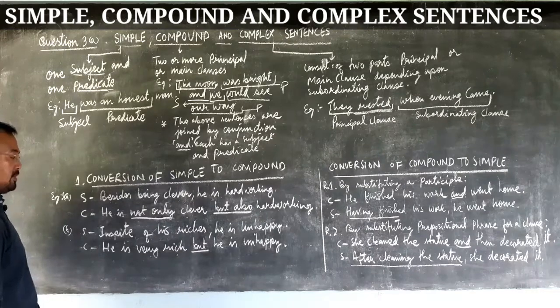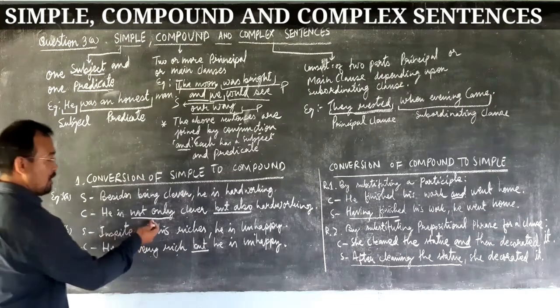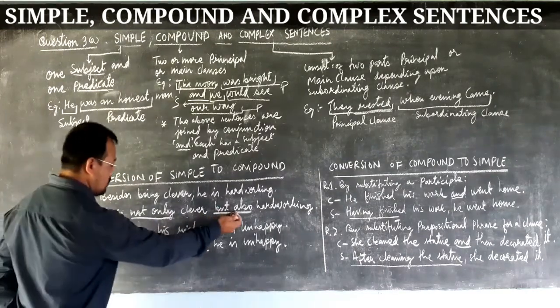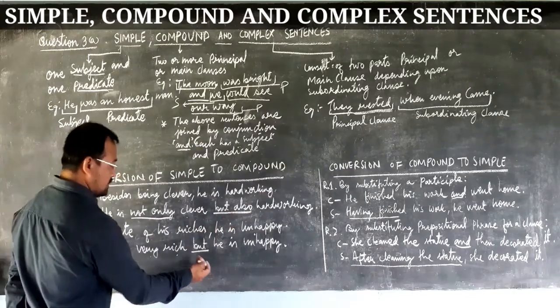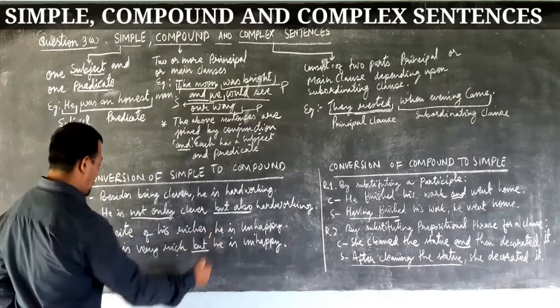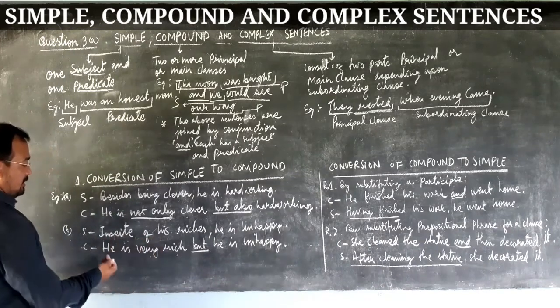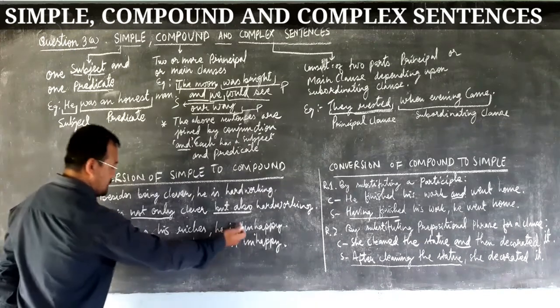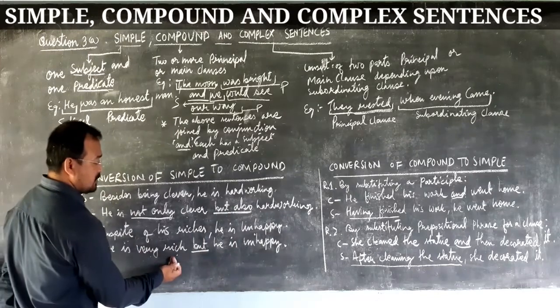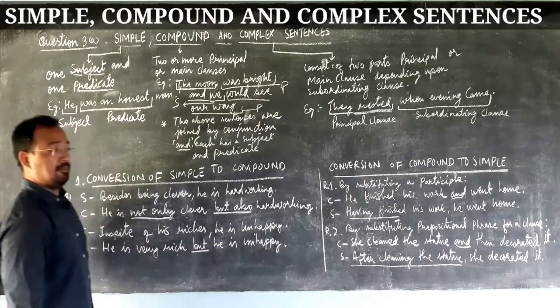Okay, from simple to compound. Like here also you have used the conjunctions, not only but also, again here also but, and removing the comma. And here in spite of gets changed and you are bringing this: he is very rich but he is unhappy.